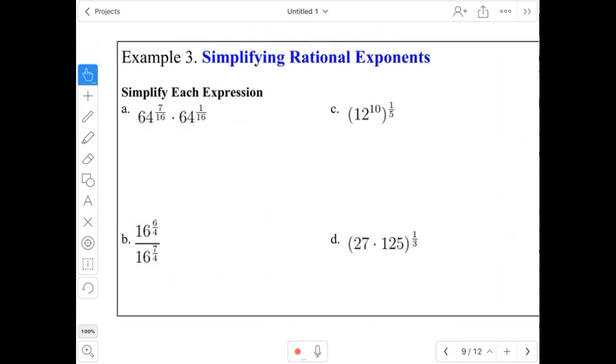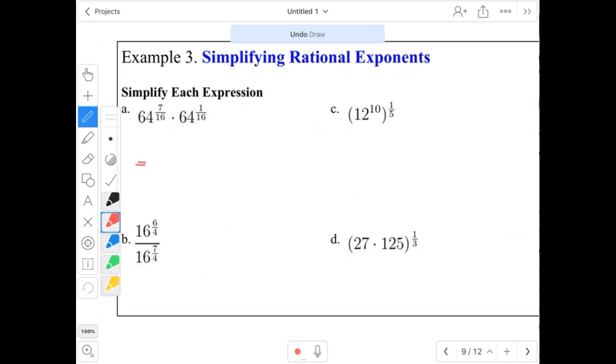All right. So based on what we were just going through, I have the same base for both of these. So that means I should be able to rewrite this as 64 to the 7/16 plus 1/16.